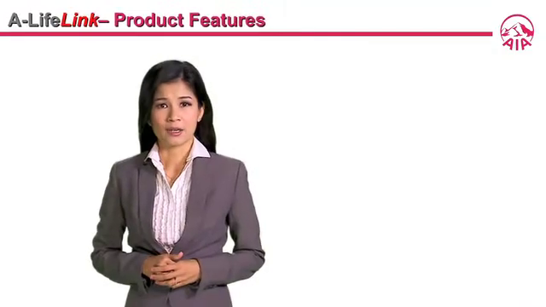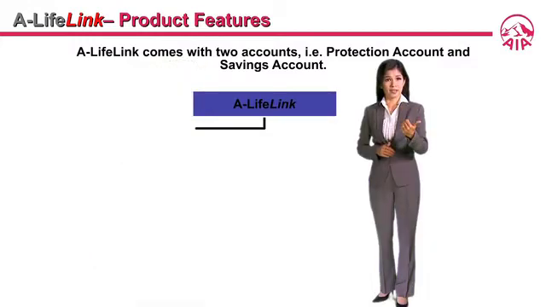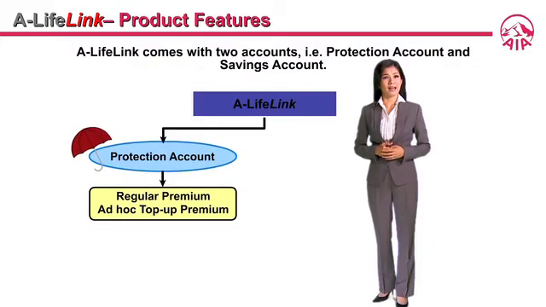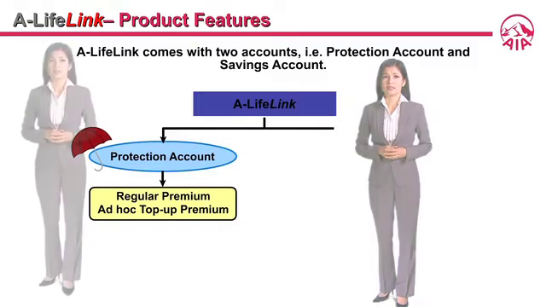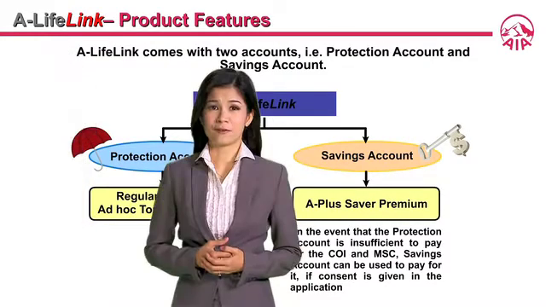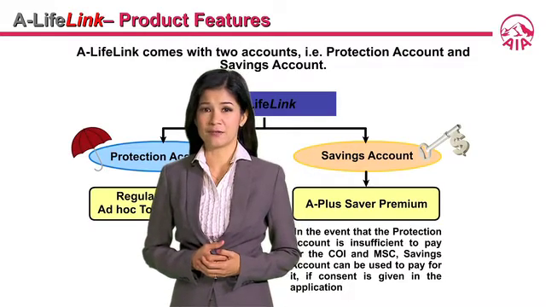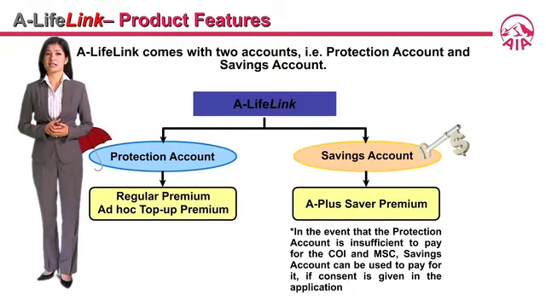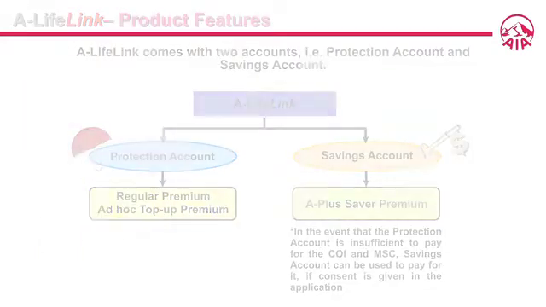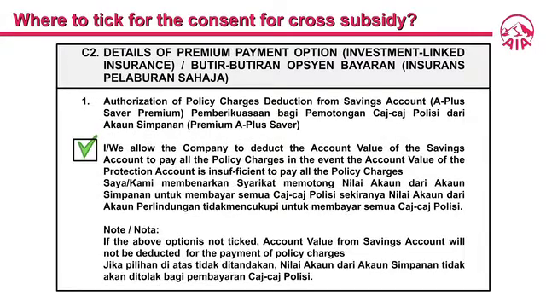Based on the earlier slide, we know that the A-Life Link comes with 2 accounts. That is, the protection account, where all the regular premium and ad hoc top-up will be, and the saving account, where the A+ Saver premium is. If consent is given by the policy owner, the company will deduct the units in the saving account in the event that the units in the protection account are insufficient to pay for the cost of insurance and monthly service charge. In order for us to utilize the units in the saving account, the policy owner needs to tick the box in section C2 of the application form.